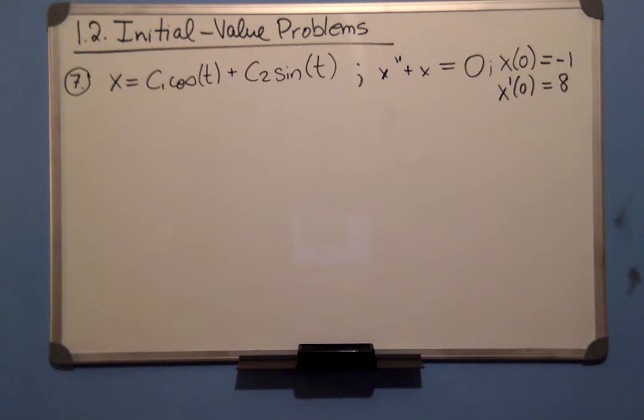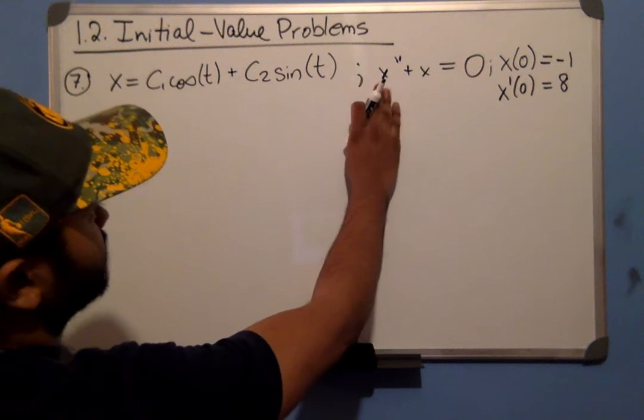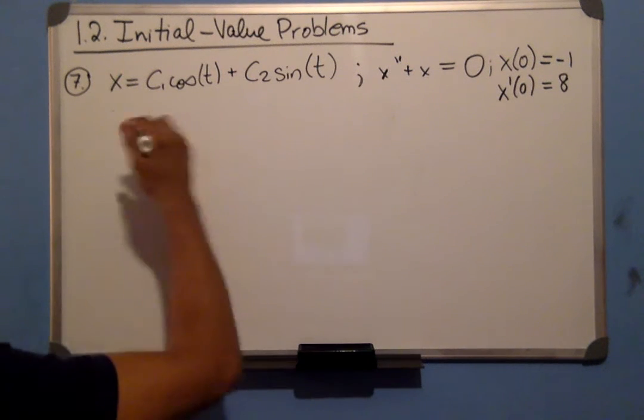Chapter 1.2, Initial Value Problems. Number 7. x is equal to C1 cosine of t plus C2 sine of t, such that x'' plus x is equal to 0, where x(0) is equal to -1 and x'(0) is equal to 8. So the first thing we want to do in this equation to set us up for later is take the second derivative of the initial equation of x that they gave us.